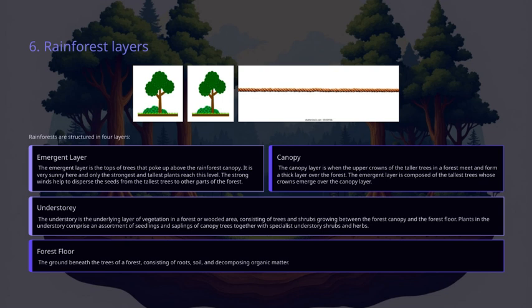Finally, there's the canopy layer. This is when the upper crowns of the taller trees meet and form a dense, thick ceiling over much of the forest. It's a vibrant, busy zone where many animals live and where most of the forest's photosynthesis happens. The emergent layer I mentioned earlier is actually composed of the tallest trees whose crowns extend above this canopy. Understanding these layers helps us appreciate just how complex and interconnected rainforest ecosystems truly are.